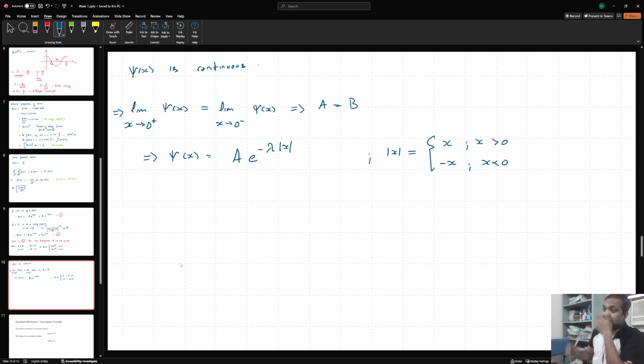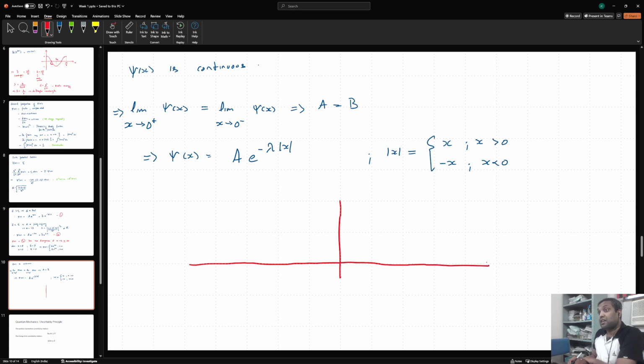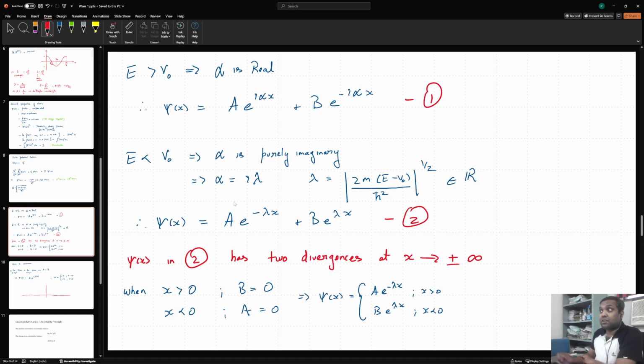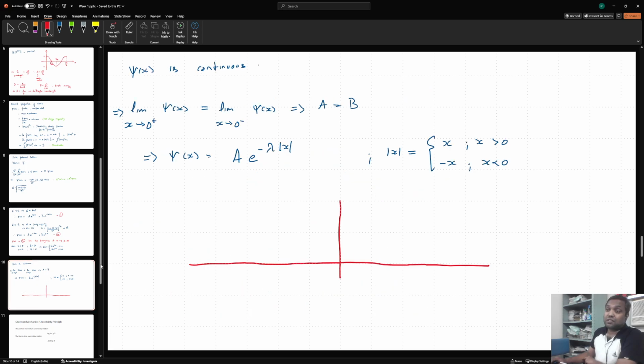Yes, so this is the solution. Now let us quickly look at the graph of this function. I will make an approximate sketch of this. For this potential, the solution over here was a periodic solution. When E was greater than V naught, I got a periodic solution. But when E was less than V naught, we did not get a periodic solution.